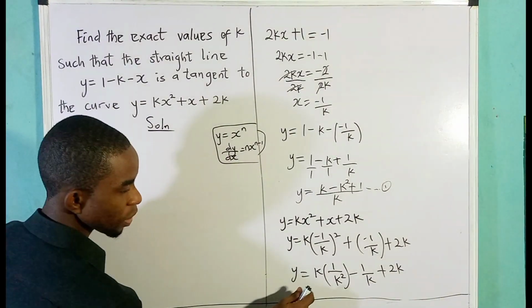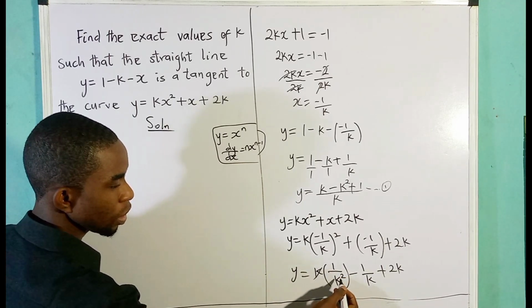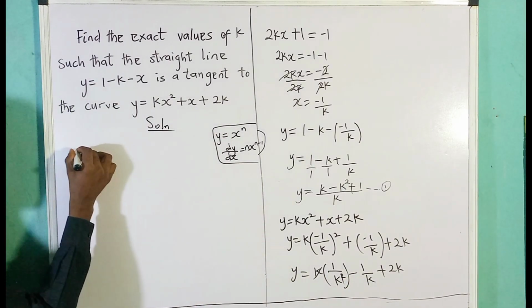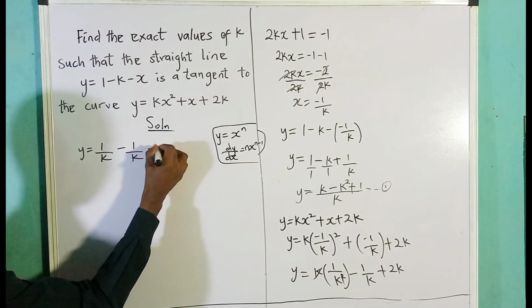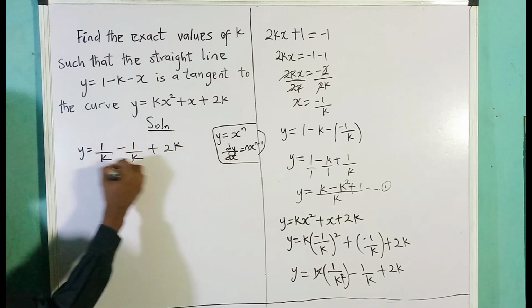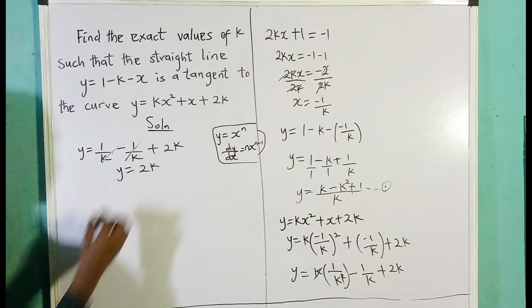So this particular k removes one of the k here. It has 2 k's, so it removes one of them. We're left with y equals to 1 over k minus 1 over k plus 2k. And then since these two are the same, they cancel out, y will be equals to 2k.